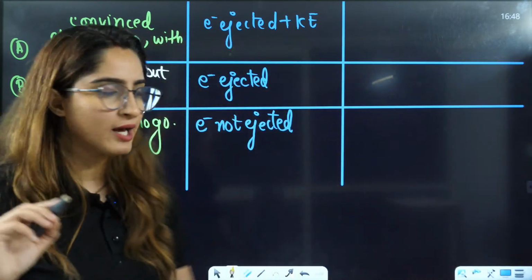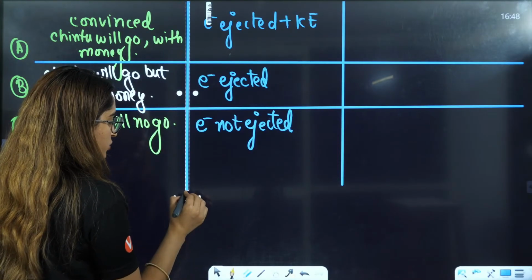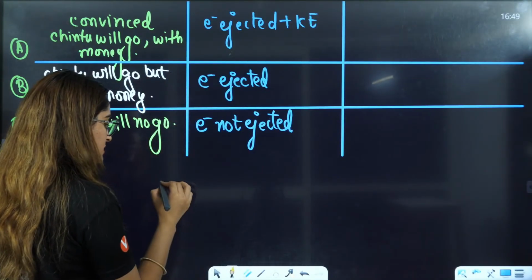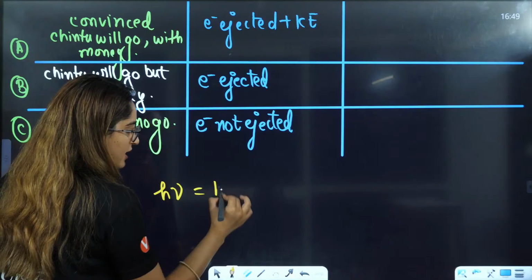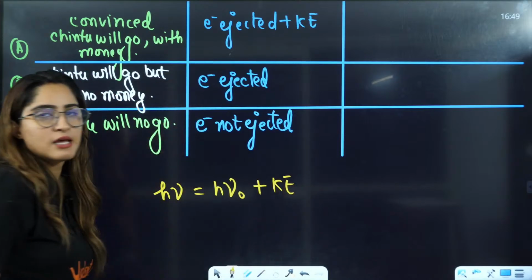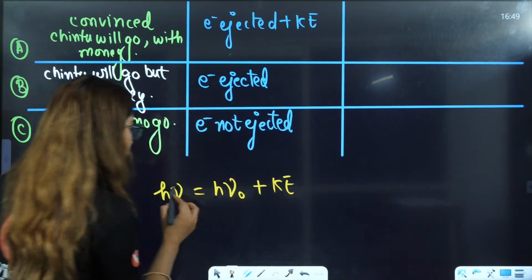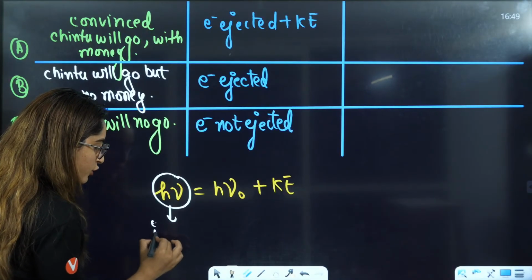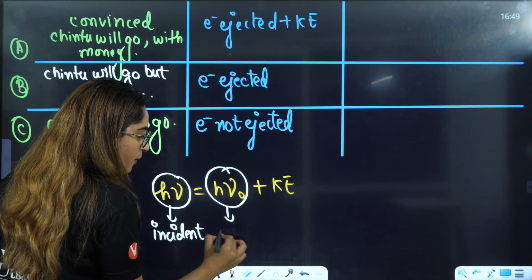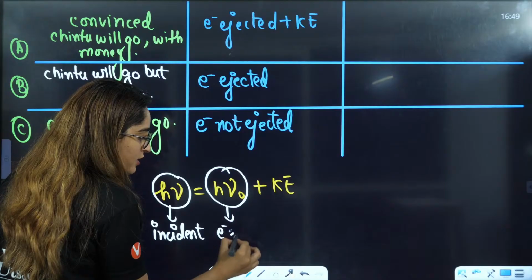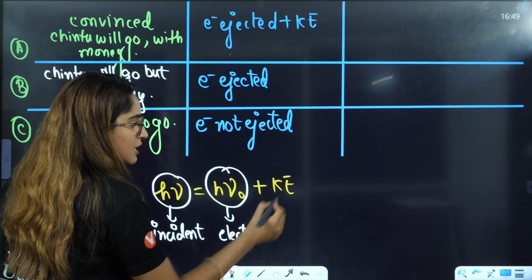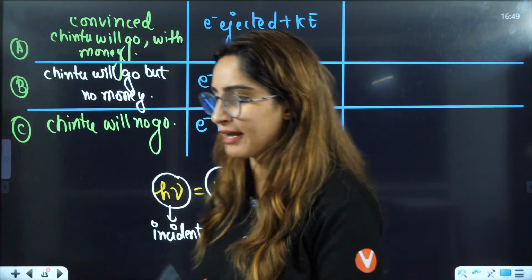Firstly, I'll write the formula here. Students, the formula is hν = hν₀ + kinetic energy. hν is the incident light. We are talking about incident light. hν₀, we are talking about the electron energy. Kinetic energy is the extra energy that is left.